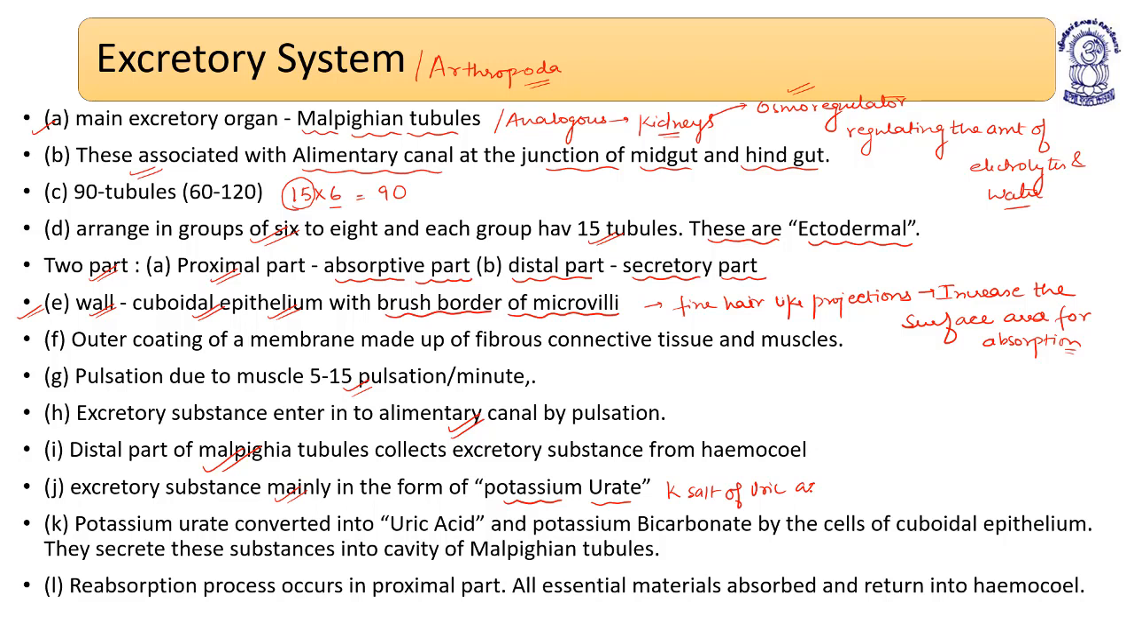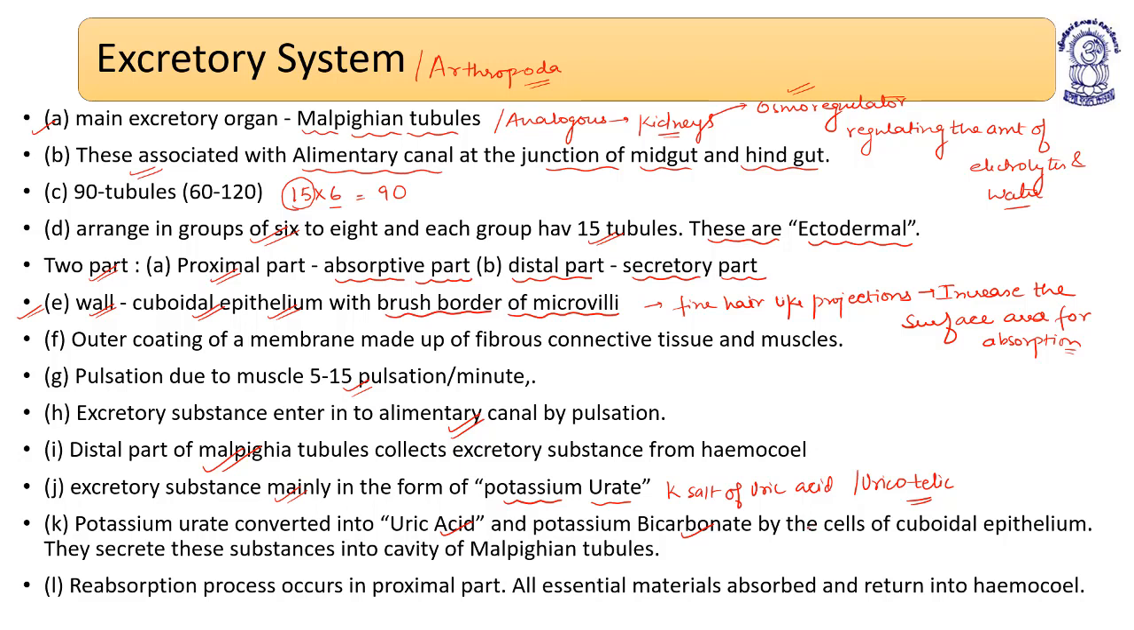Uric acid. Cockroaches are uricotelic, meaning they excrete uric acid as the main nitrogenous excretory waste. They mainly excrete potassium urate. The potassium urate is converted to uric acid and potassium bicarbonate by the cells of the cuboidal epithelium.